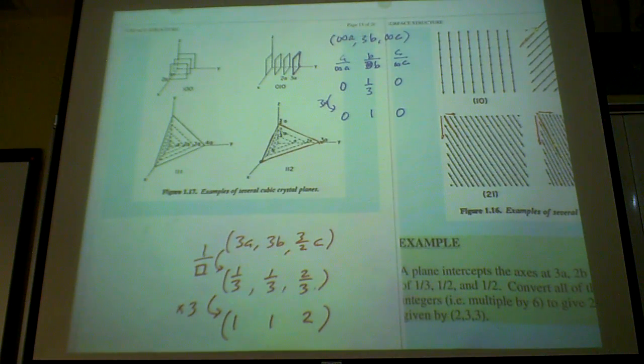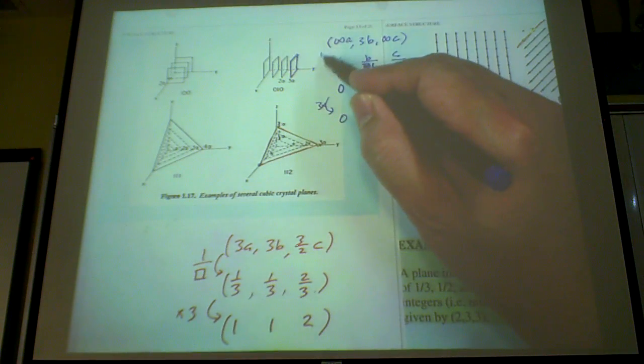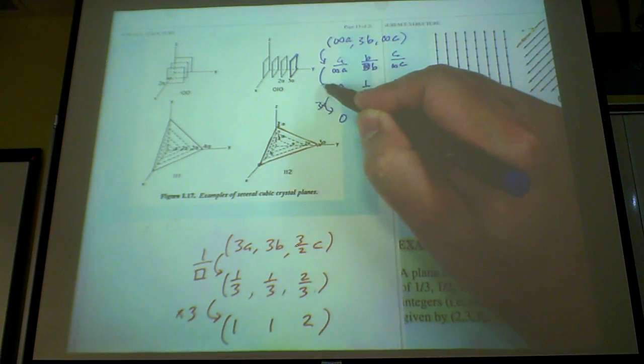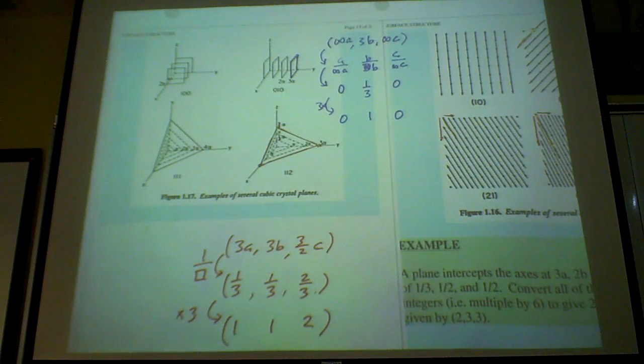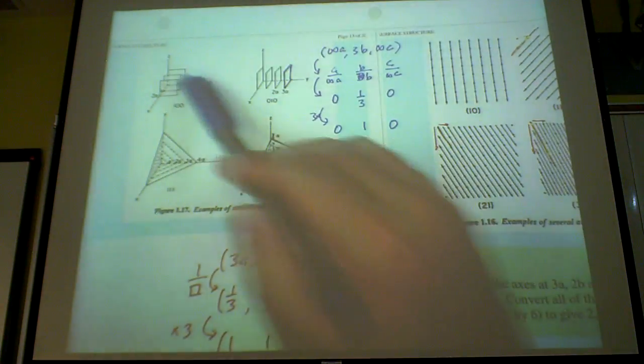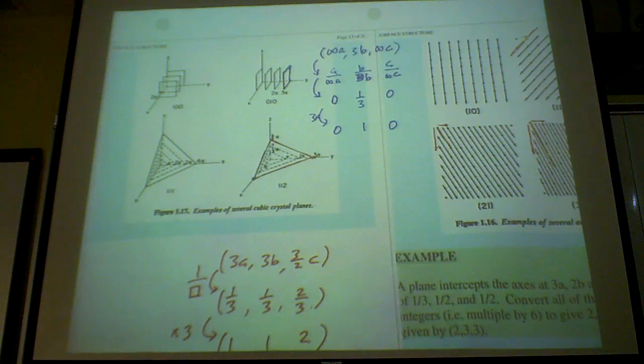Okay, so it's quite straightforward. Just hopefully people know how to generate these Miller indices from this. Okay, fine. So this is just an example of a cubic unit cell.